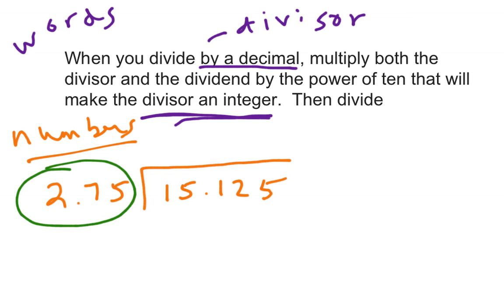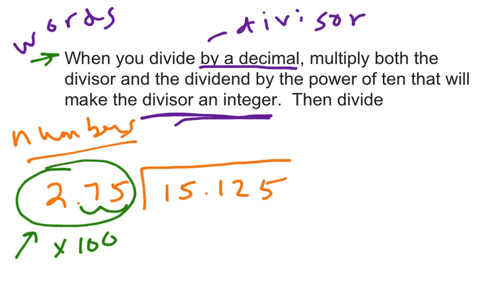So when you divide by a decimal, it says right here, I am dividing by a decimal, then I need to multiply both the divisor and the dividend by a power of 10 that will make the divisor an integer. So I want to make this 2.75 into 275. And the way I do that is I'm going to multiply by 100, so that I can move that decimal place 2 places.